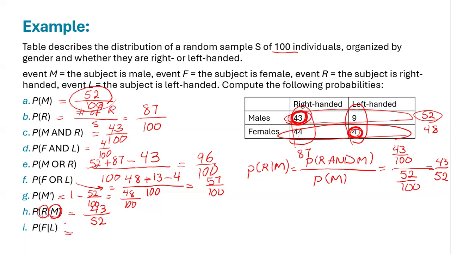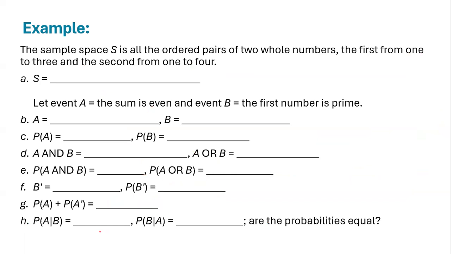For the next one, we also have a conditional probability. We want to find the probability of female given left-handed. When it says given left-handed, that means left-handed is your sample space. Out of the left-handed ones, we want to find the probability of female. How many left-handed do we have together? 9 plus 4 is 13. So we have only 13 left-handed. And out of these 13 subjects, how many are female? Just 4. So it's 4 over 13. Or you can also use the formula, the same as part H. And I will leave this one for you to find the answer.